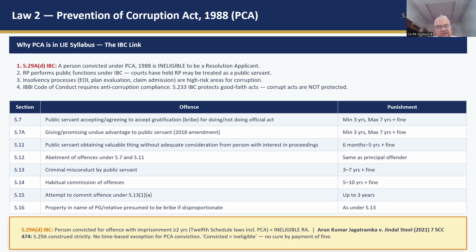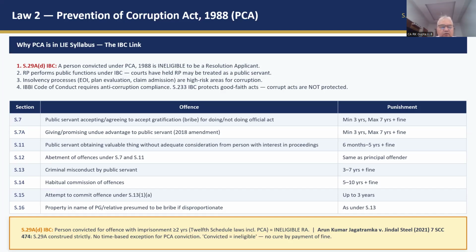Normally, they will ask you a question on Section 14, habitual commission of offences. So, if somebody is a habitual offender, then the punishment is slightly increased, 5 years to 10 years plus fine. So, normally they will ask a question on this. Section 15 talks of attempt to commit an offence under Section 13(1)(a), and the punishment is up to 3 years. And Section 16 talks of property in the name of a personal guarantor or relative. It is presumed to be a bribe if it is disproportionate to his known sources of income, and the punishment is the same as under Section 13, right?